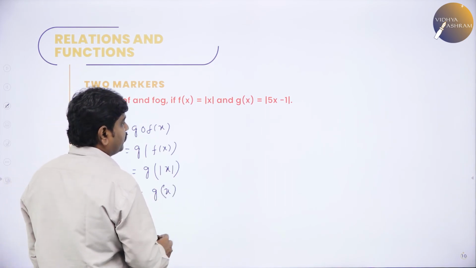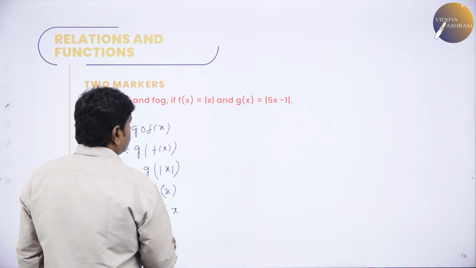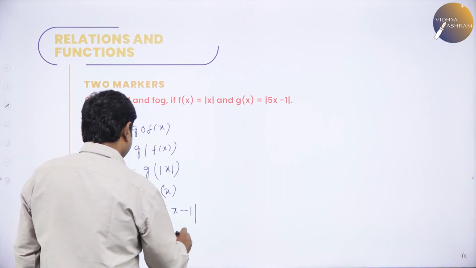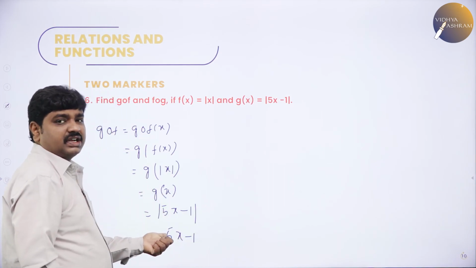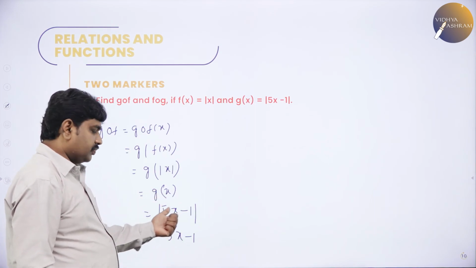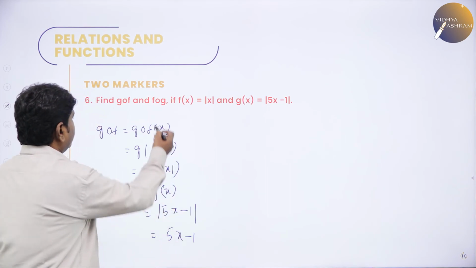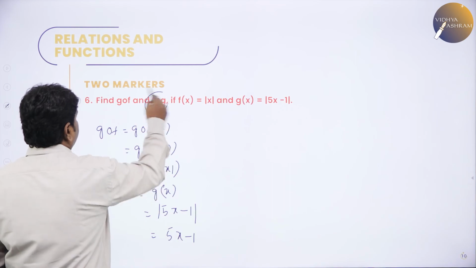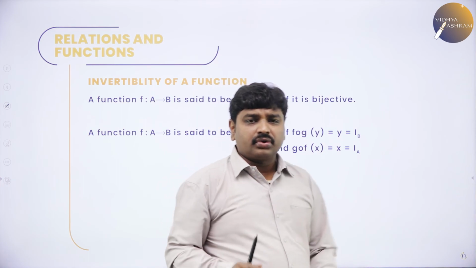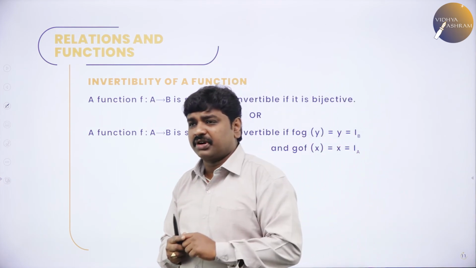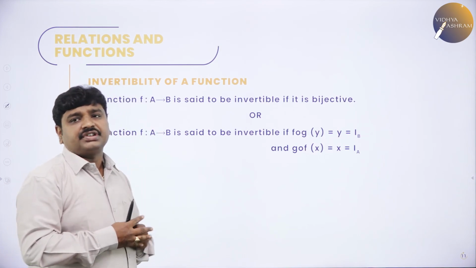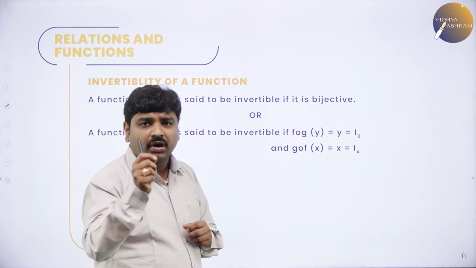Then g of x. What is g of x? 5 times mod x, mod of 5x minus 1. That will be a positive value we will get. Because here x is greater than 0, so 5 times x will be greater than 1, so this will be a positive number, that's it. Similarly, you can find FOG. So many questions I have done. First we took linear and quadratic equations, then trigonometric functions like cos x, then exponential functions, and greatest integer functions. For all the problems we could find GOF and FOG.